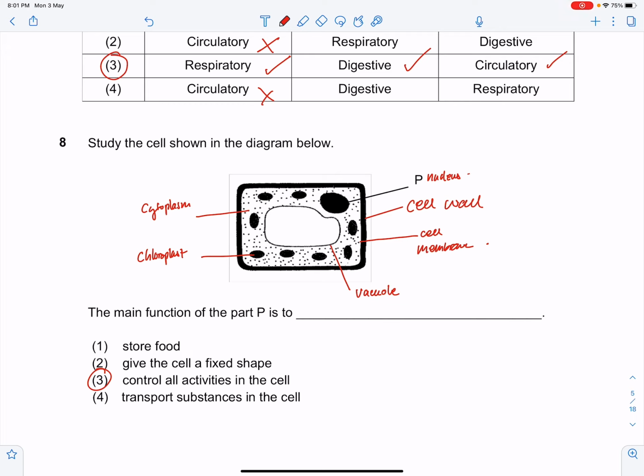So you can think of your vacuole like a storehouse whereby it stores all the excess food, alright? Excess food, excess nutrients, okay, and water.